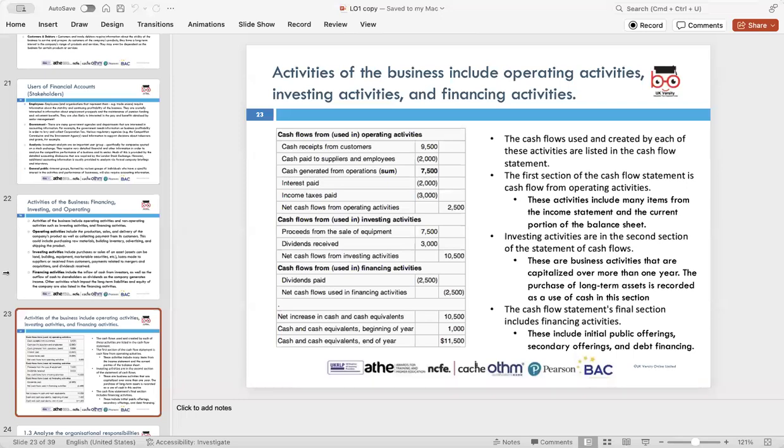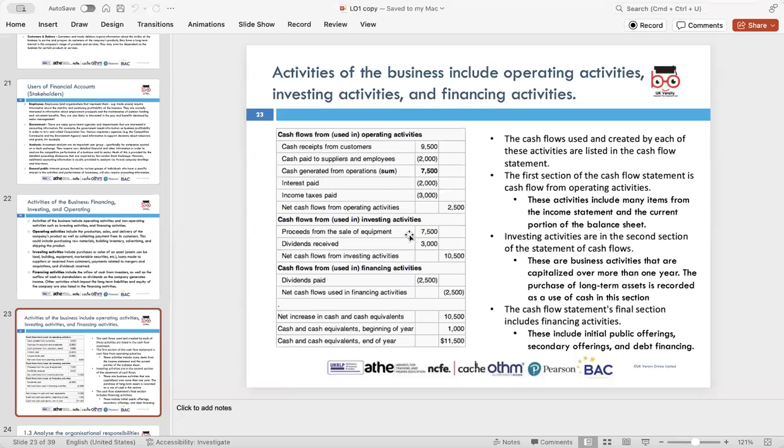So the cash flow you can see here as well. The cash flow statement includes a listing of the cash flows that are utilized and generated by each of these business activities. The cash flow from operating activities here is the first section of the statement providing information about cash flow. These activities include a number of things that are included on the income statement and the current sections of the balance sheet. The activities that pertain to investing are located in the second section of the statement of cash flows. Here, investing activities, as you can see: proceeds from the sale of equipment 7,500 and dividend received 3,000. Net cash flows from investing activities 10,500.